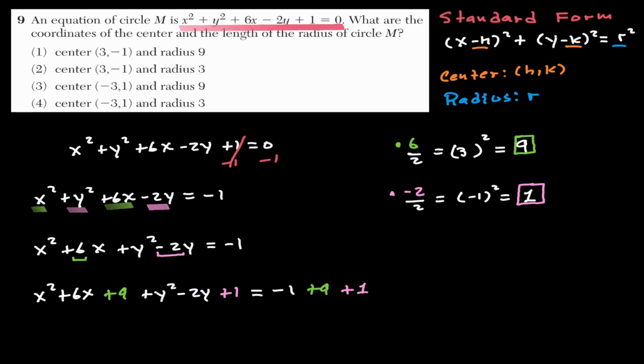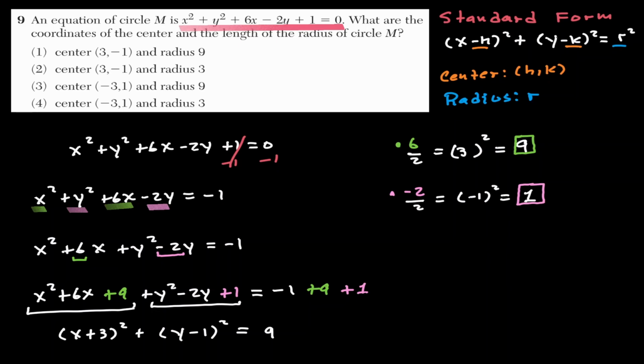And now notice that when I'm concentrated on the x's, I can factor this out. Two values that if I multiply give me 9, and if I add them up, give me 6. Well, that will be 3 and 3. So this expression of x squared plus 6x plus 9, I can write out as (x plus 3) raised to the second. And when I concentrate on the y's, now I can factor that out. Think of two numbers that if you multiply give you 1, and if you add them up give you -2. Well, that is -1 and -1. So this expression can be factored as (y minus 1) all to the second. And when I combine the right-hand side, that is equal to 9.